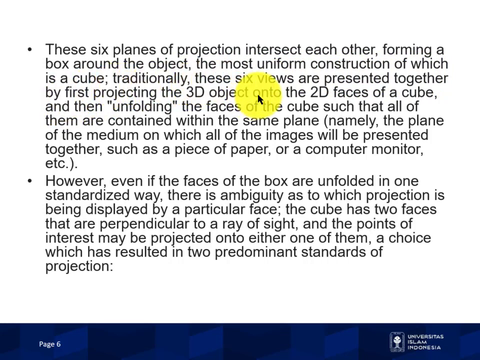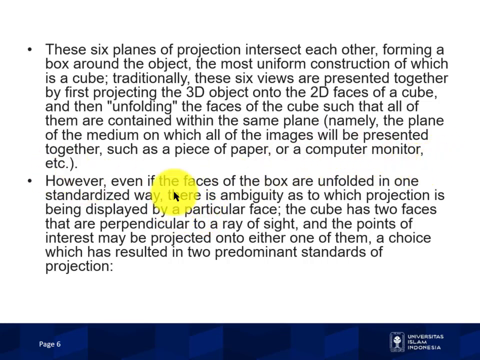Traditionally, these 6 views are presented together by first projecting the 3D object onto the 2D faces of a cube and then unfolding the faces of the cube such that all of them are contained within the same plane, namely the plane of the medium on which all the images will be presented together, such as a piece of paper or a computer monitor, etc.